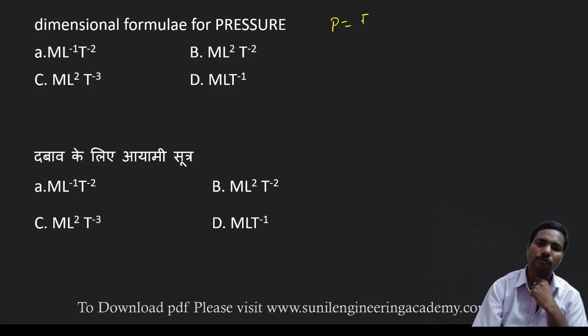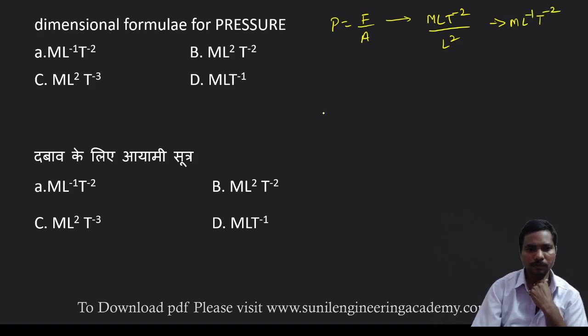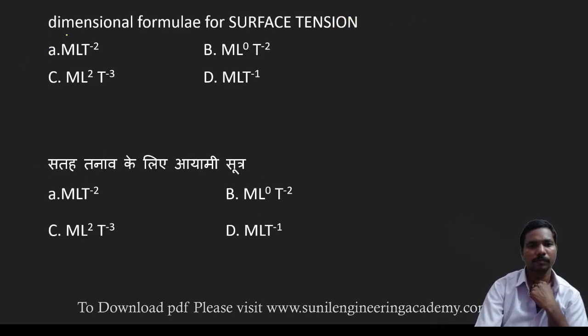Pressure is equal to force by unit area. So force is M L T power minus 2, area is meter square, so length square. So M L power minus 1 T power minus 2. So the answer is option A.